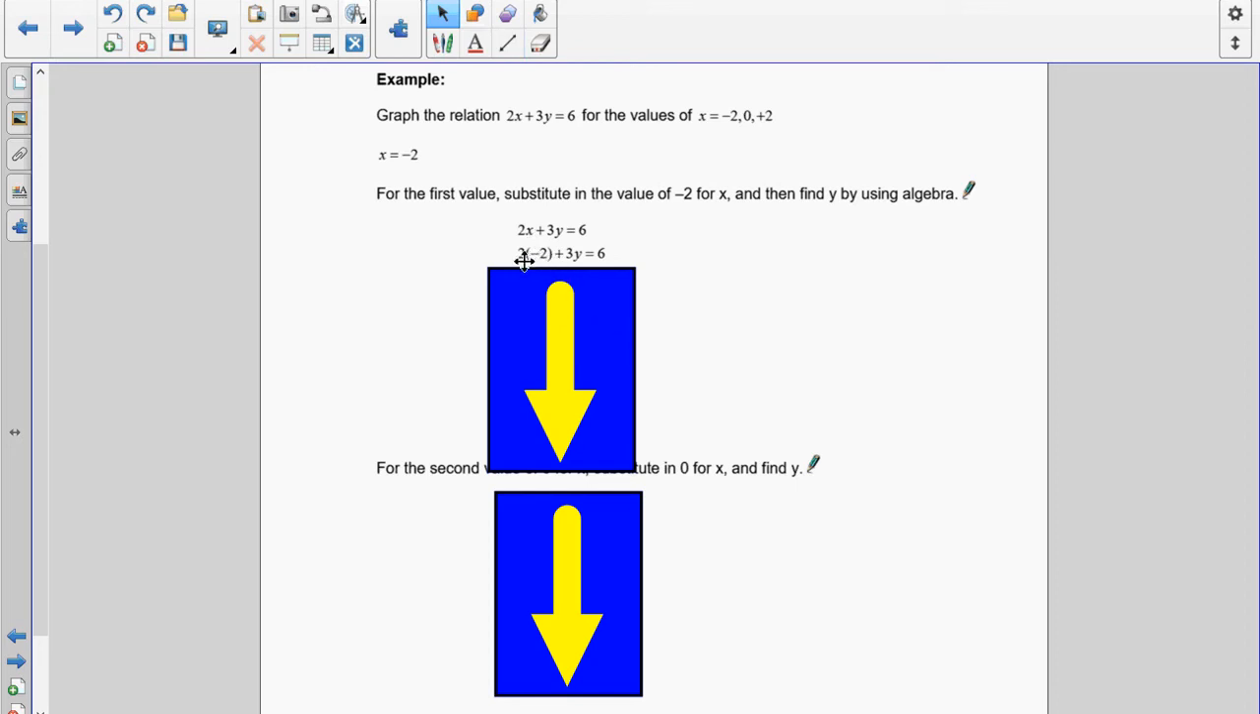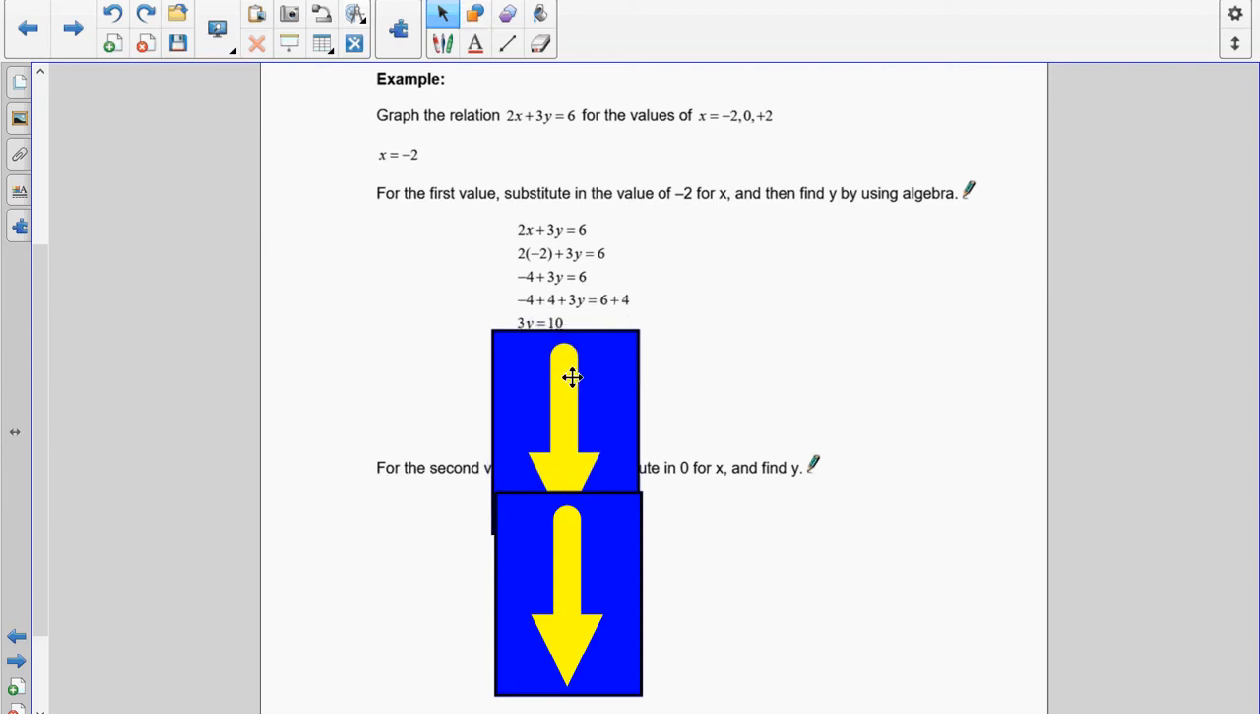Negative 2 times 2 is negative 4. Nothing else changes here. Now to get the y by itself, I have to get rid of the negative 4 first. I have to change it into a 0. So negative 4, if I add a 4 to it, that'll make that 0, but whatever I do on the left side, I have to do on the right also. So this becomes negative 4 plus 4. That will become 0. And of course, 6 plus 4 becomes 10. So now this is a 0, leaving me with 3y is equal to 10.